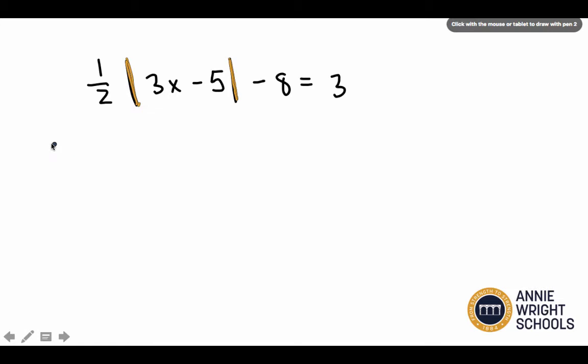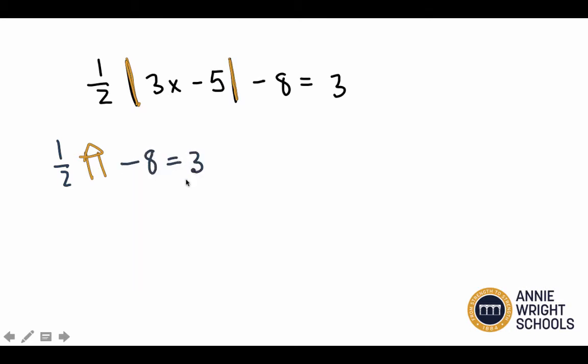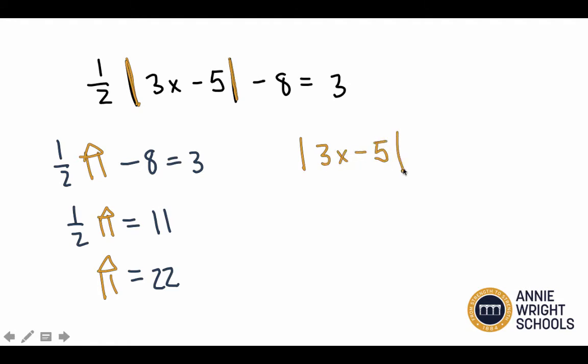Alright, so you should have started by saying 1/2 times the absolute value thing minus 8 equals 3. That means 1/2 times the absolute value of whatever we're taking the absolute value of equals 11. That means the absolute value thing equals 22. Now, if you got that far, go ahead and pause the video again and see if you can finish the problem. And the problem is now that the absolute value of 3x minus 5 is equal to 22. So pause the video and see if you can solve this.